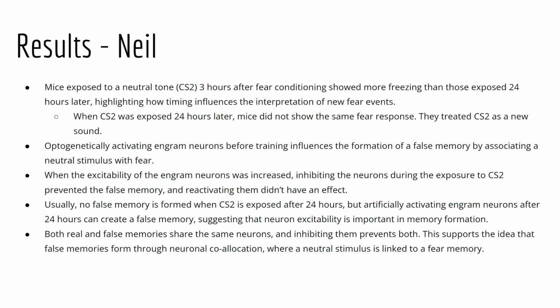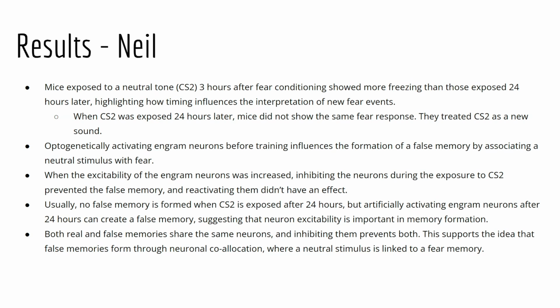When exposed to CS2 24 hours later, the mice did not show the same fear response and treated it like it was a new sound. This highlighted how timing influences the interpretation of new fear events. Optogenetically activating engram neurons before training influenced the formation of false memories by associating a neutral stimulus with the fear memory. Increasing the excitability of these engram neurons led to false memory formation.